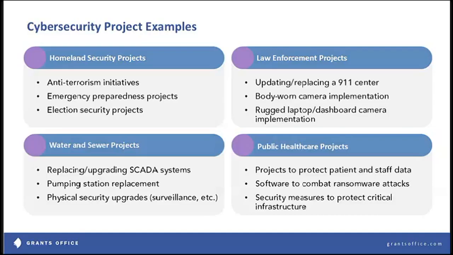So some examples are on the screen. Homeland security projects are a really good example because they include anti-terrorism, which cyber crimes are considered terrorism, emergency preparedness and election security initiatives, law enforcement programs like body-worn cameras and rugged laptops. They need cybersecurity protections as sensitive information is at risk from hackers and cyber criminals. All that information going from the camera into the cloud is at risk. So we really need to protect all of those systems.